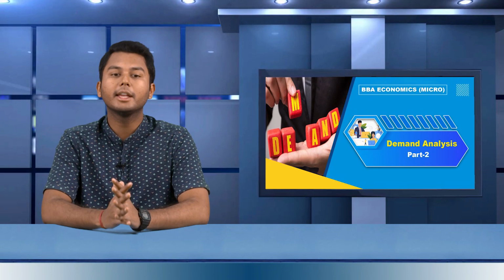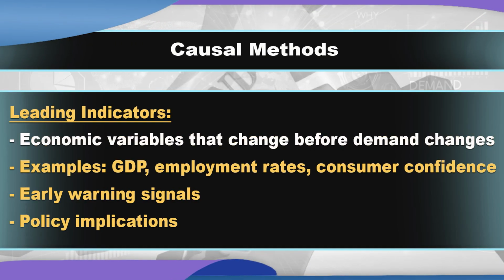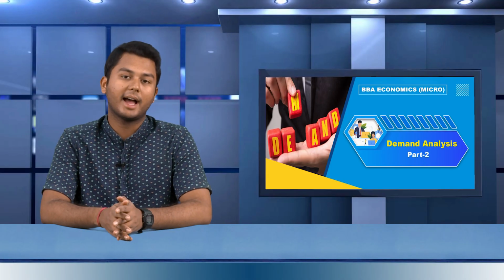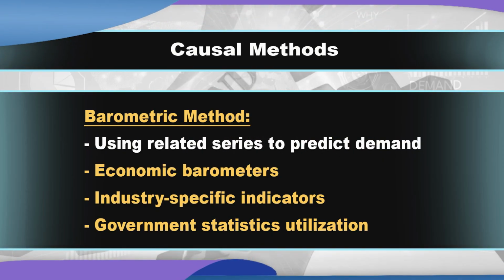If we look at the causal methods, then the leading indicators that we have are economic variables that change before demand changes. For example, GDP, unemployment rate, confidence of the consumers and so on. These could provide early warning signals for forecasting. Further, we also have the barometric method which uses related series to predict demand. Economic barometers are used, industry specific indicators are used, and government statistics are utilized.